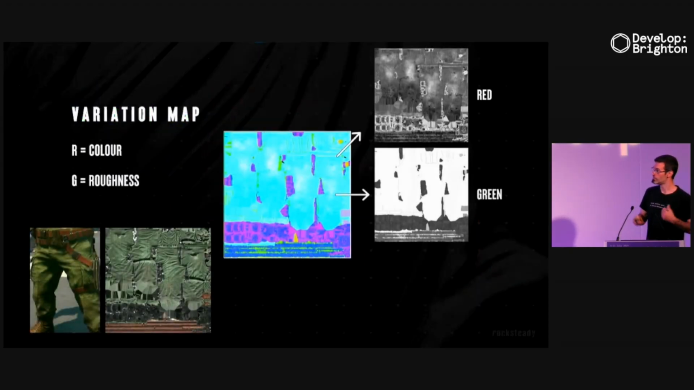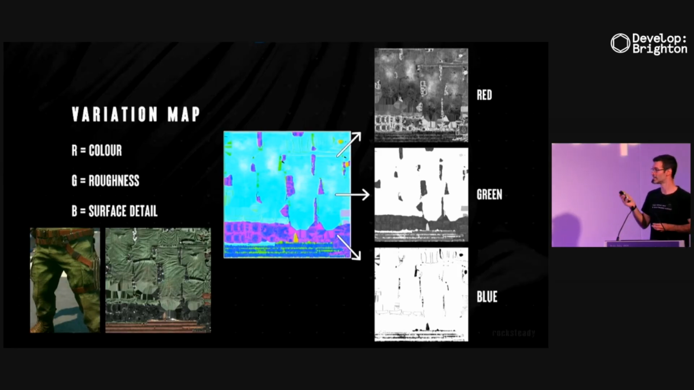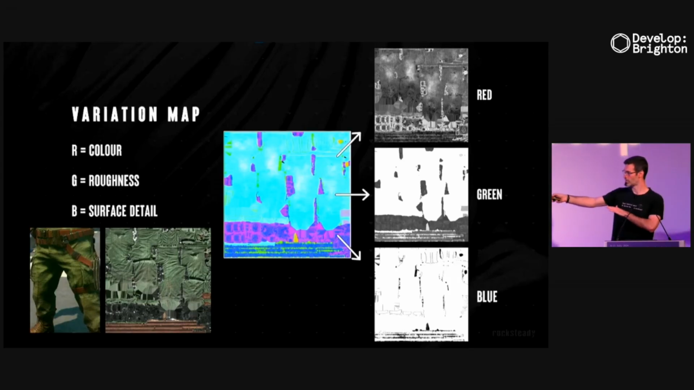So another important map is the variation map. This carries the color on the red channel, which looks grayscale, and I'll explain what happens afterwards in a bit. The green channel carries roughness, and it's pretty standard roughness. And the blue channel carries the surface detail coverage. This one looks pretty binary, but it doesn't have to be. We are able to have soft masking for the surface detail for areas where we want it to fade, like worn out surfaces and whatnot.